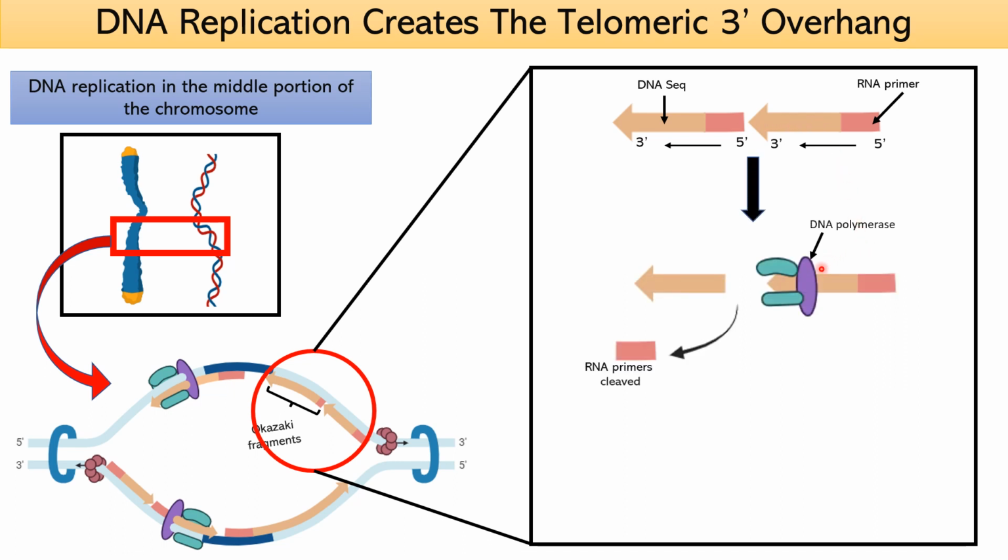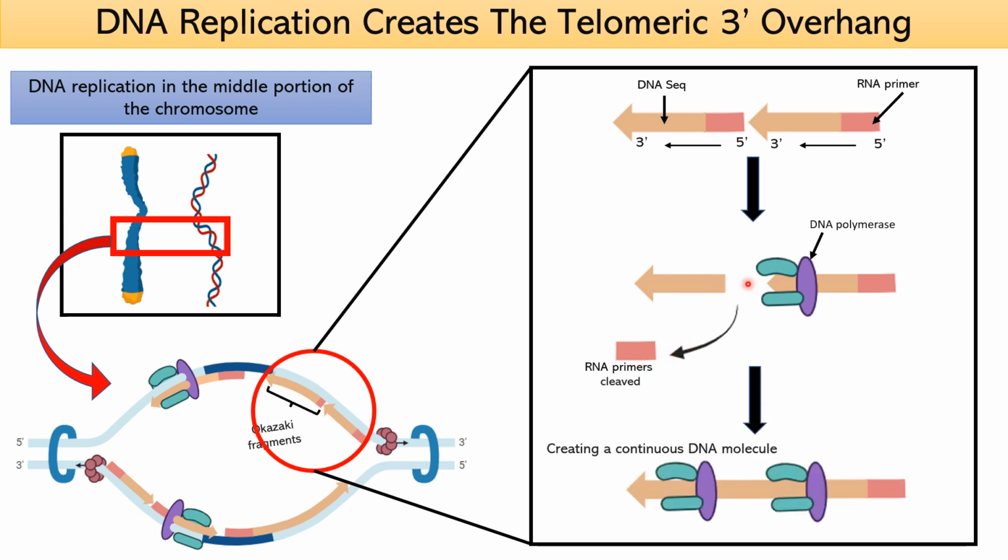What happens is that DNA polymerase will bind to the RNA primer and start synthesizing the new DNA strand until it reaches the next RNA primer. And at the end of this process, we will have a continuous DNA molecule. Here I'm explaining this process very quickly. For more detailed information about DNA replication, please have a look at the video that will appear here. Just keep in mind that this is the DNA replication of the middle portion of the chromosome.